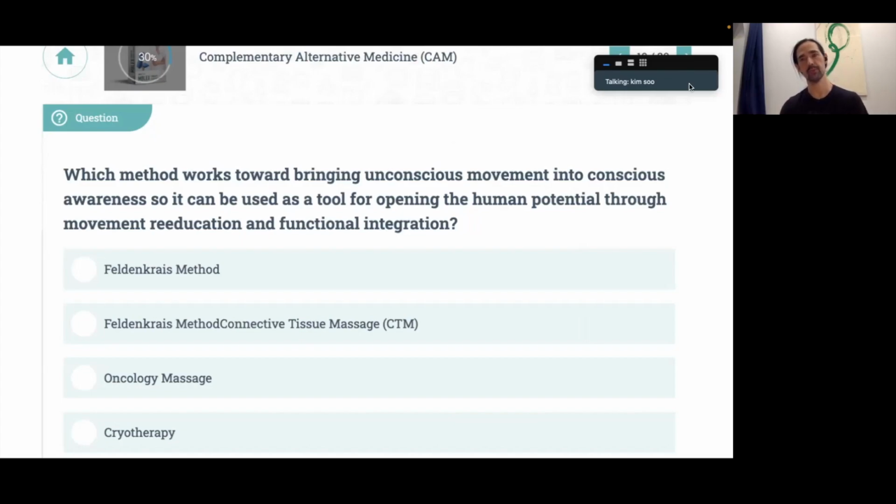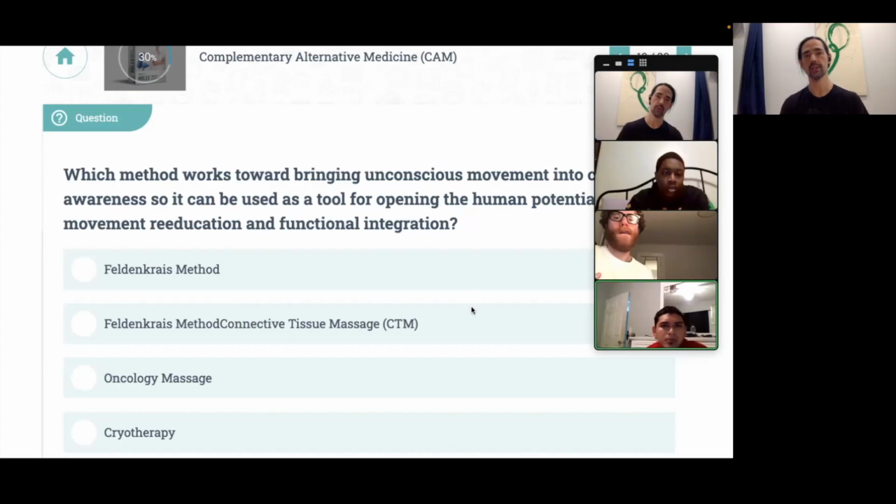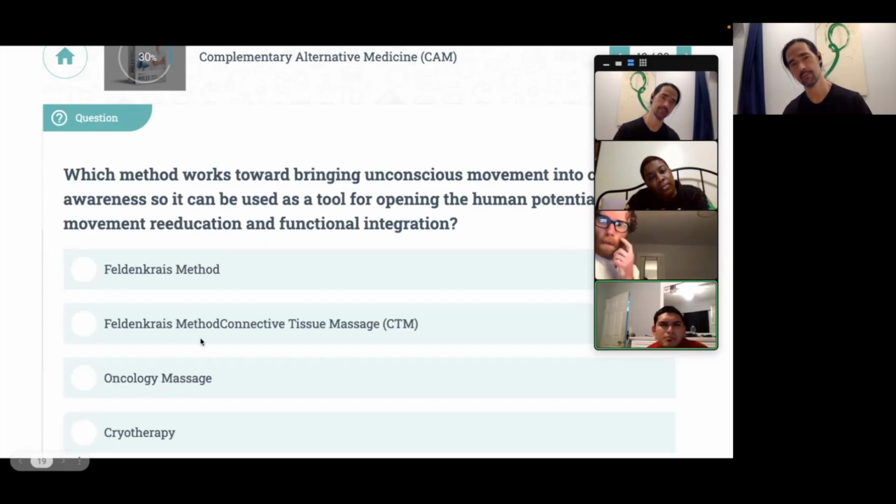Bringing unconscious movement into conscious awareness. Conscious movement, unconscious movement, does that sound like connective tissue massage? Not really. Movement? Not really. Does that sound like oncology massage? No, oncology is the study and treatment of cancer, right? And then cryotherapy? No. No.